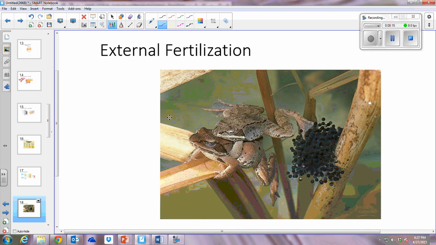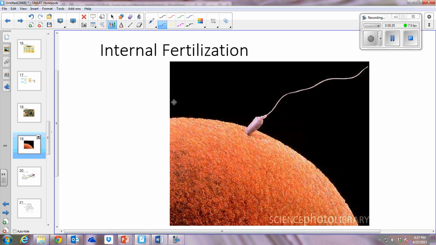Two kinds of fertilization are present in the animal kingdom. External fertilization, this is where the eggs are actually fertilized outside of the body. And then internal fertilization, and this is where the egg is fertilized inside the body.